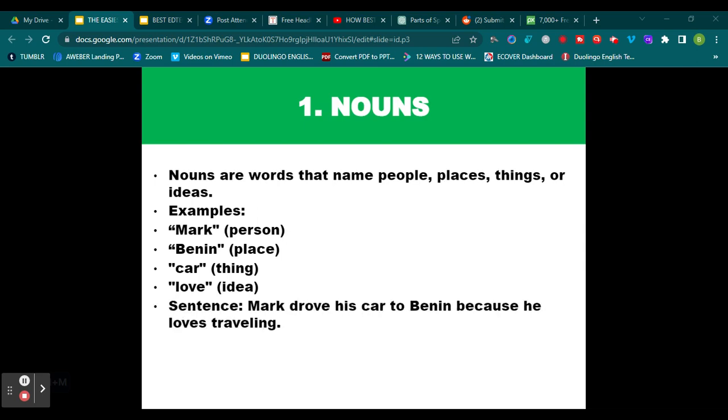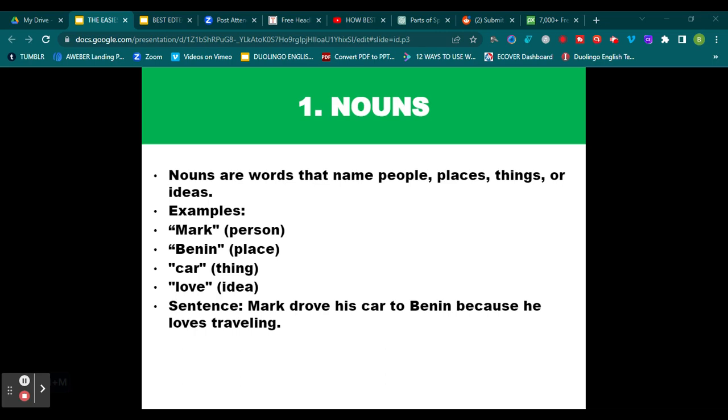Now let's look at how you can use a noun in a sentence. Mark drove his car to Benin because he loves traveling. See, Mark drove his car to Benin because he loves traveling. Now, the noun here is Mark. Okay, Mark, that's the name of a person.